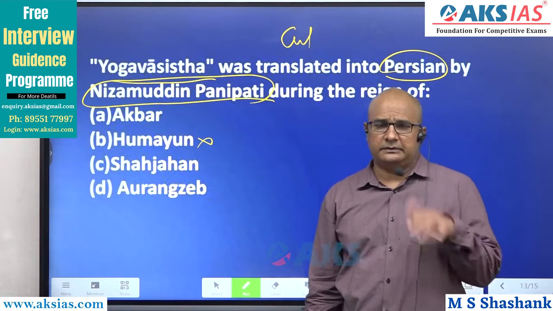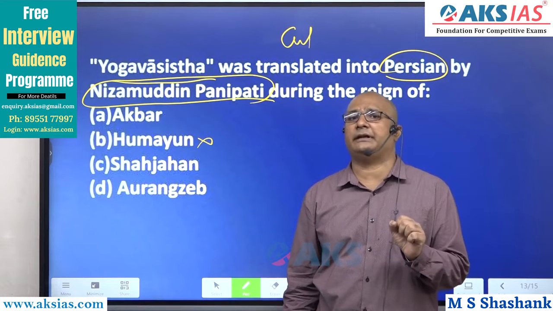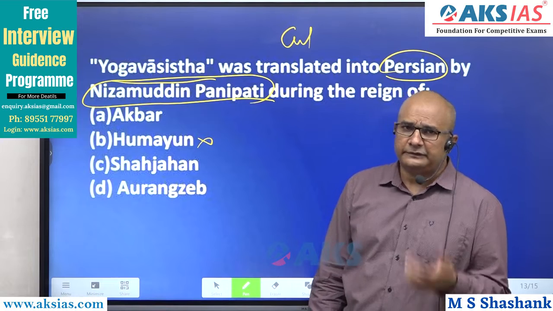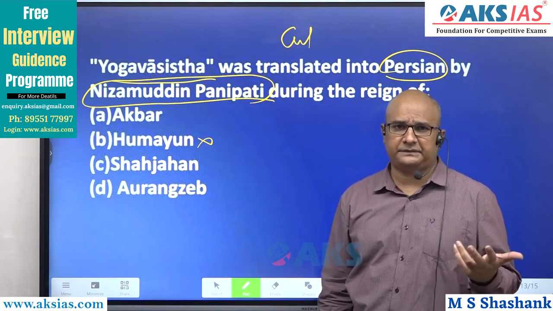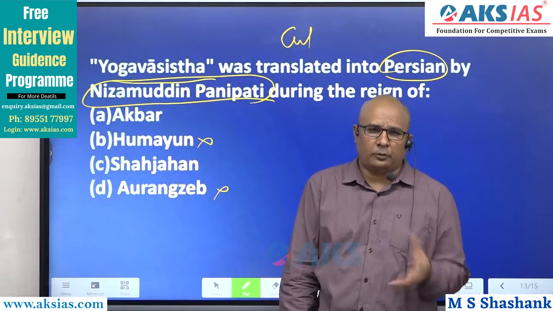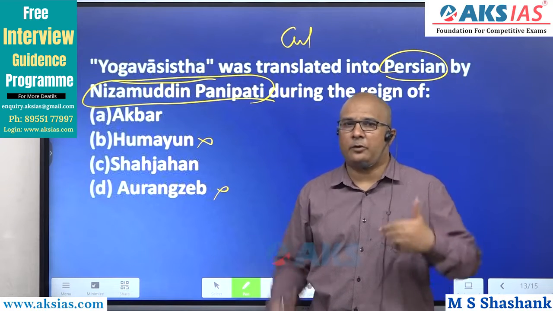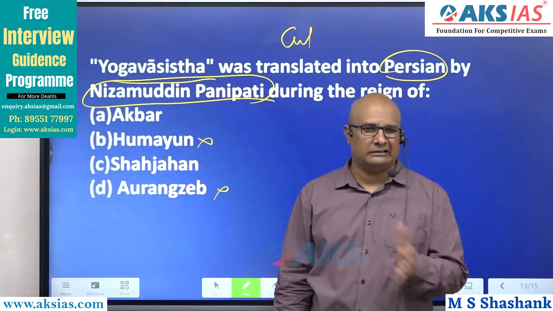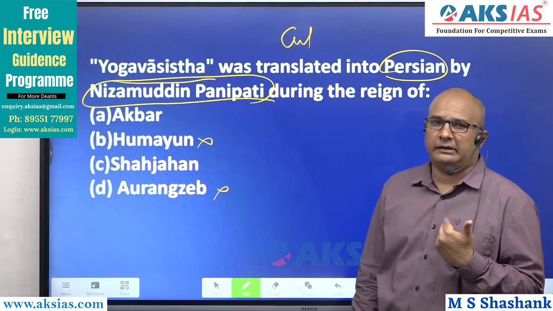Why? Because Humayun really had a very turbulent and disturbed political life, and for a large period of his life he was not even in India. So in fact he really didn't have time for such kind of scholarly literary activities. And even Aurangzeb you can to some extent eliminate, because Aurangzeb was really more of a conservative, orthodox type of ruler. He didn't have that broad-mindedness to promote history and literature and all. He was more of a negative type of ruler. So these two we can kind of eliminate.